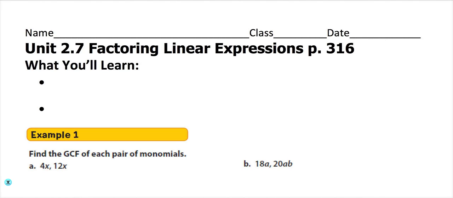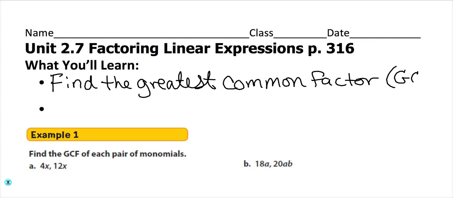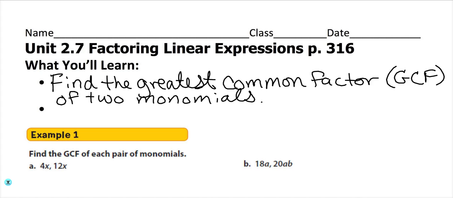So we're going to find the greatest common factor, or GCF, of two monomials. All right, so what's a monomial? We'll look at the prefix mono, and mono means one, so it means there's going to be one term. Okay?